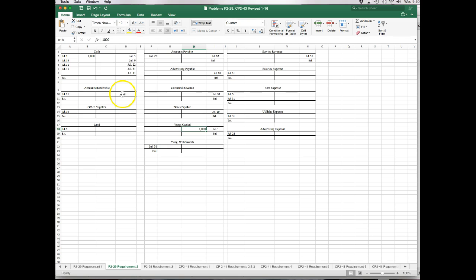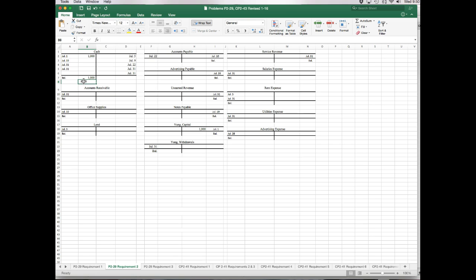Now, when you're done transferring all the amounts from requirement 1, the journal entries, to these T accounts, what you're going to do is balance them out. So you're going to add up all of your debits, and you're going to add up all of your credits, and you're going to subtract the smaller from the larger, and you're going to either have a debit or a credit balance. So after you're done posting all of the entries, for each of these accounts you're going to have either a debit balance or a credit balance. Now let's say that was the only transaction for cash. We would have a $1,000 debit balance in the cash account.